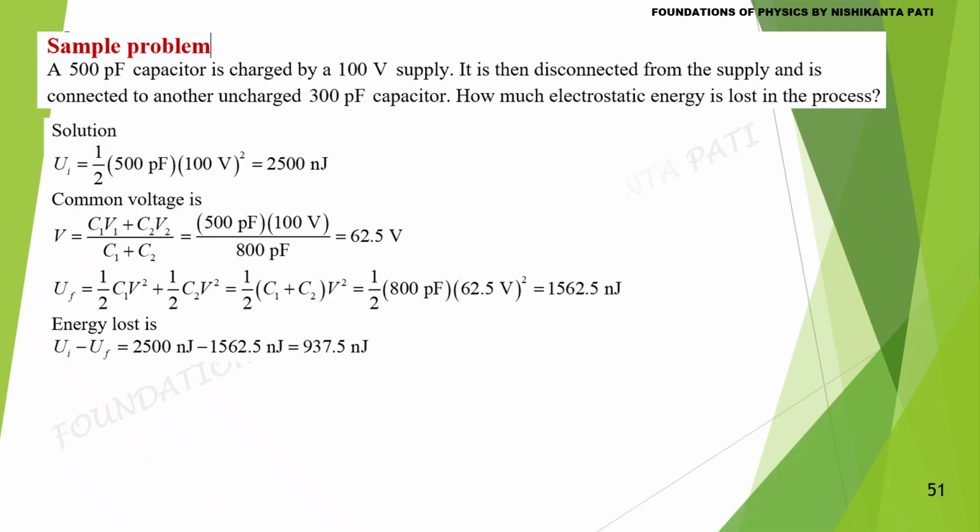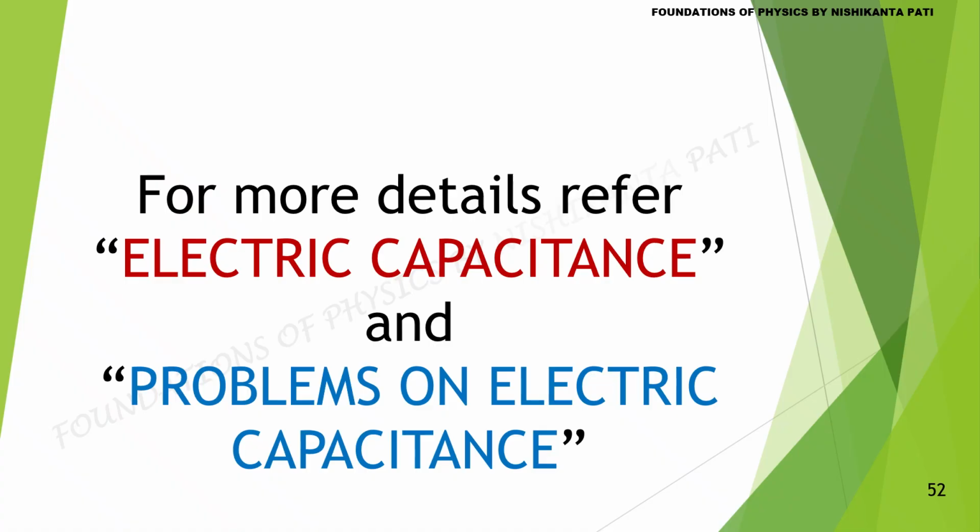This common voltage is this much. Then final energy, this is the first capacitor final energy, this is the second capacitor final energy, they have a common V. So the energy lost is the initial energy minus the final energy. This much.